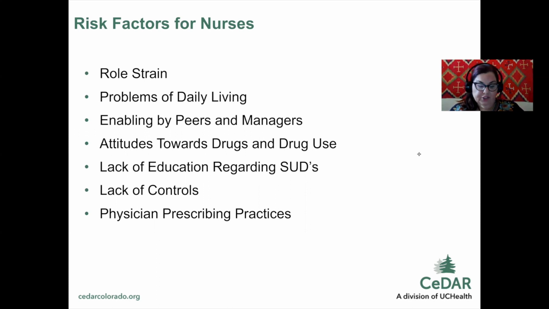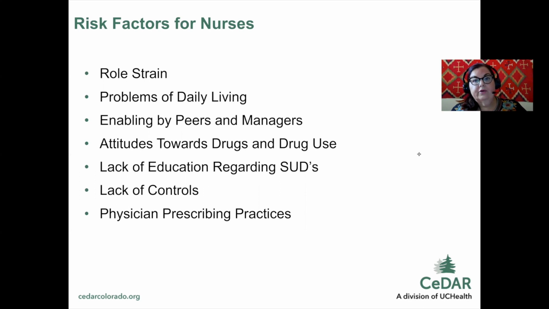Enabling by peers and managers happens when we overlook the symptoms because of misplaced loyalty to our peers or fear that our peer may lose her job. Managers may also overlook substance use symptoms in the workplace when that nurse is really important to the running of that floor or that organization.